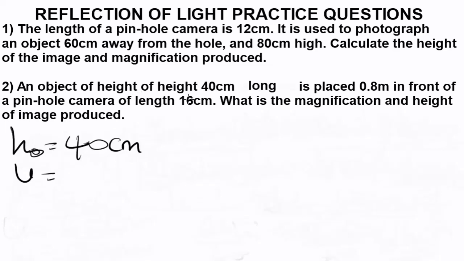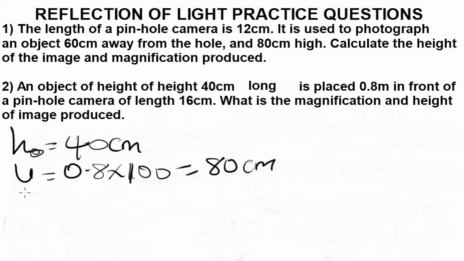If you check, the parameters for this question are in cm, so this one that is peculiar, which is in meters, you convert to cm. It's going to be 0.8 times 100. You multiply by 100, and it's going to give you 80 cm. Now our image distance V is the pinhole camera length, 16 cm. We don't have the image height, HI is unknown.